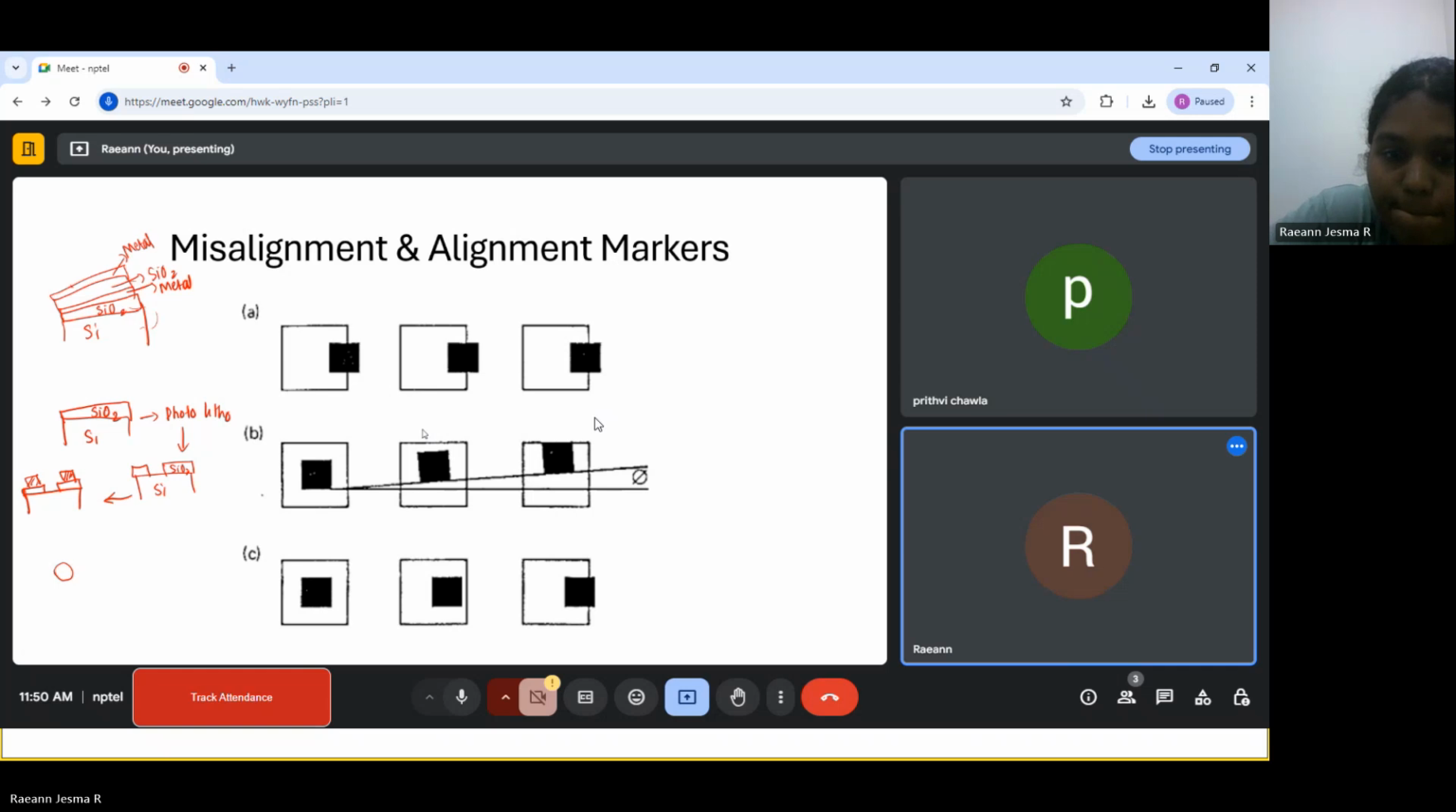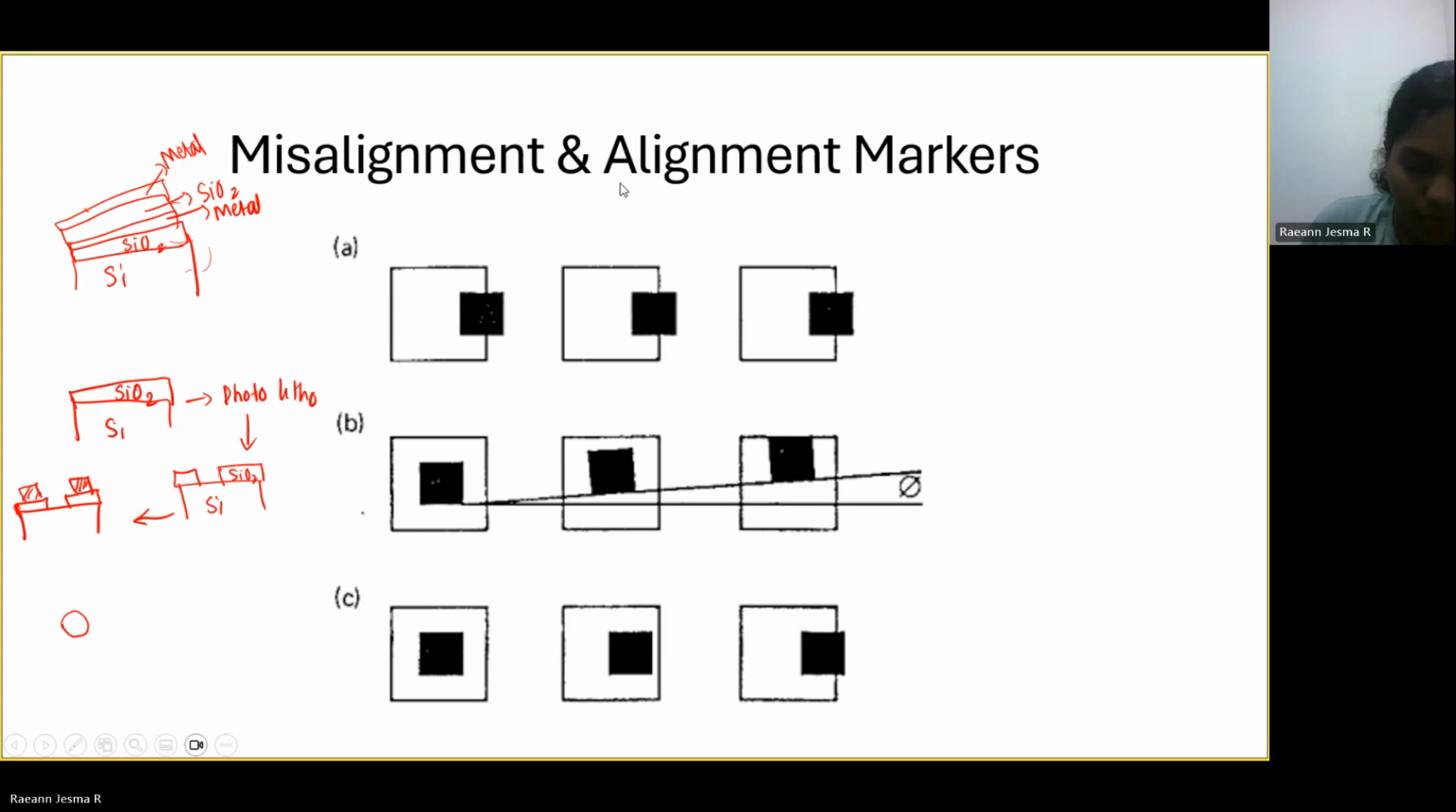Okay, so here, ideally we want this black color square to be exactly in the middle. So this is correctly aligned. This is also correctly aligned. This is having X shift. These three are having X shift. Here you can see that this pattern is correctly aligned, but all the other patterns are shifted either in X or Y direction. So this is having rotation shift, that is, it is rotationally misaligned.